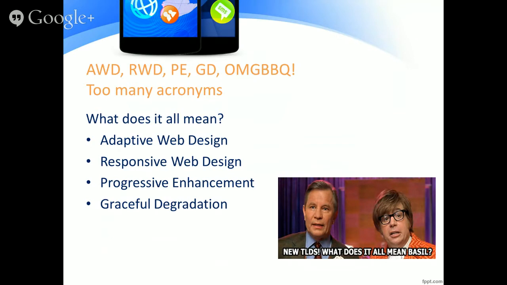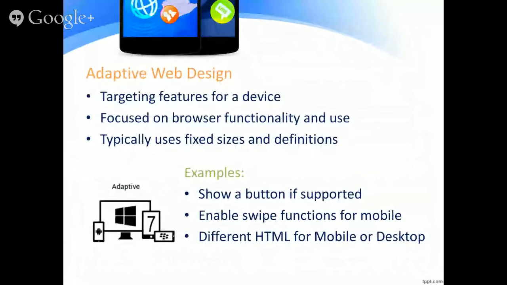When you do a search online, there's a lot of discussion about this and a lot of mix-ups too. I find that people are interchanging adaptive and responsive web design quite regularly. So what I wanted to do was help shed some light on the differences between some of these items. The first one on the list, adaptive web design, is all about targeting features for a specific device or use. It focuses on the browser functionality and how the user is going to use what's in front of them, instead of being fluid or working with the same approach that responsive does.